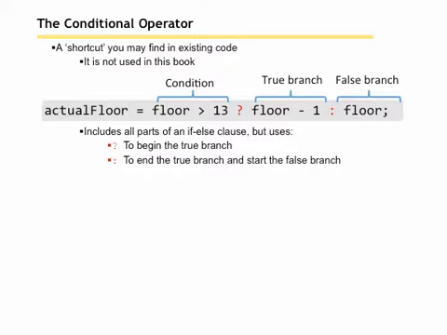You'll notice that this conditional operator expression appears on the right-hand side of the assignment operator. So what that means is, if it's true, floor minus 1 will get stored in actual floor. If it's false, floor will be stored in actual floor.